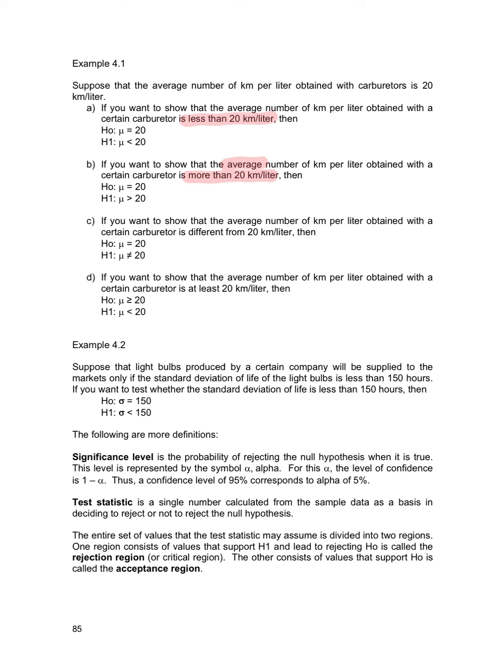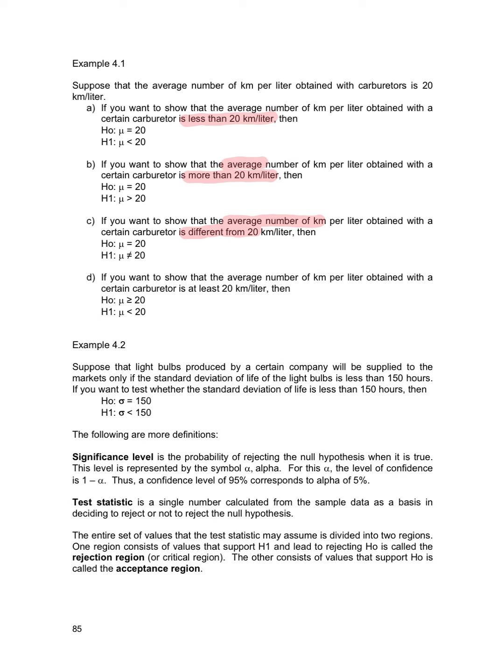Okay. C. If you want to show that average number of kilometer per liter obtained with a certain carburetor is different from 20 kilometer per liter, then what is our H0 and H1? Okay, so kita nak test on average, so meaning that is mu lah. Different, okay, ayat dia different. So kalau different, H0 kita mu always equal, okay, jangan tukar. Our H1 mu not equal 20. Sebab dia kata different, dia tak kata more, dia tak kata less, dia kata different. Maksudnya kita nak test on adakah sama atau tak sama lah.